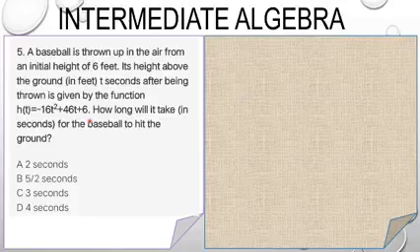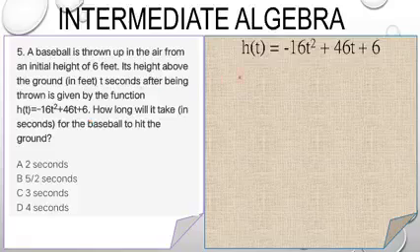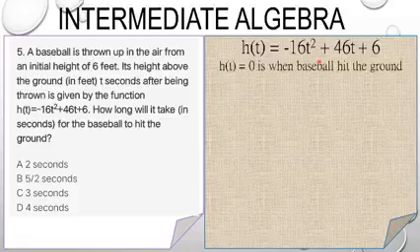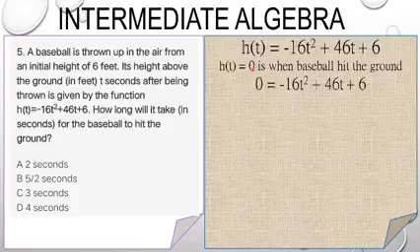Okay? So here, ito yung function natin. H of t is equal to negative 16t squared plus 46t plus 6. At yung h of t natin is equal to 0. Bakit naging equal to 0? Kasi ito na yung taas nung tumama yung baseball sa ground. Okay, so wala na siyang taas. So 0 na yung h of t natin is when baseball hit the ground. Okay, so substitution. Papalitan natin yung h of t ng 0.